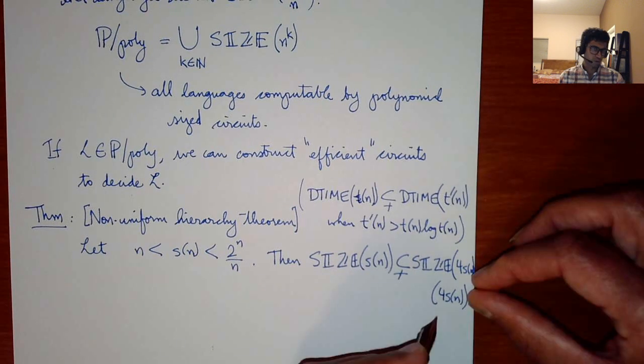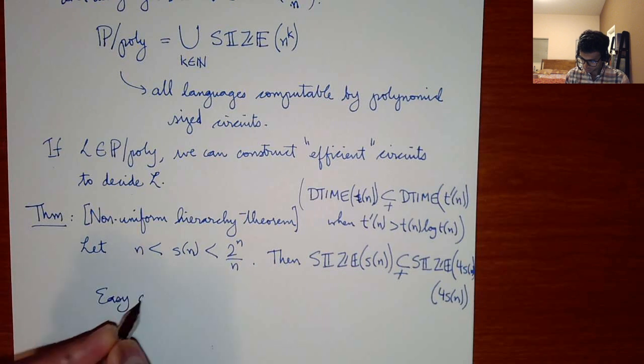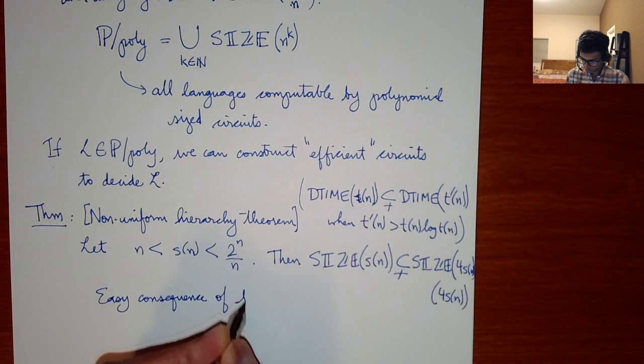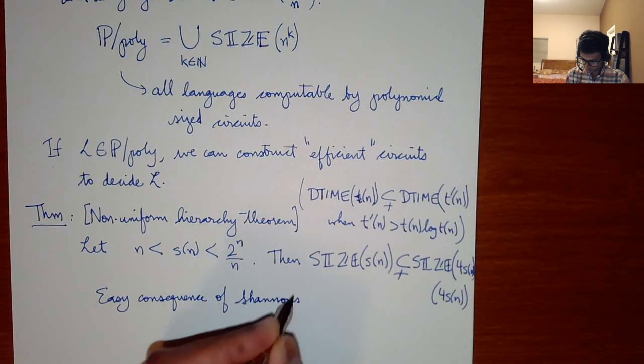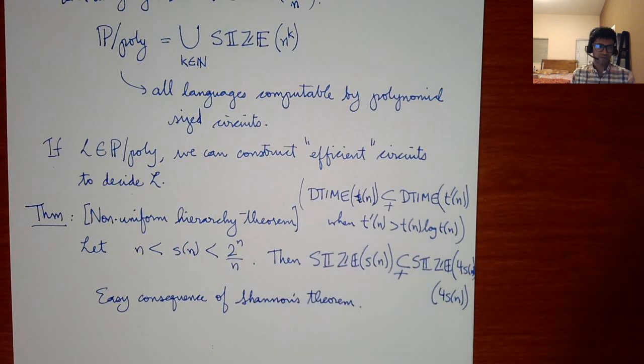There's a hierarchy theorem for size, and this is actually an easy consequence of Shannon's theorem. Essentially what you can do is for every size you can find some function that cannot be computed in that size, but it can be computed in some larger size, and then that gives the non-uniform hierarchy theorem. Okay, so this is the non-uniform hierarchy theorem. This is an important fact.